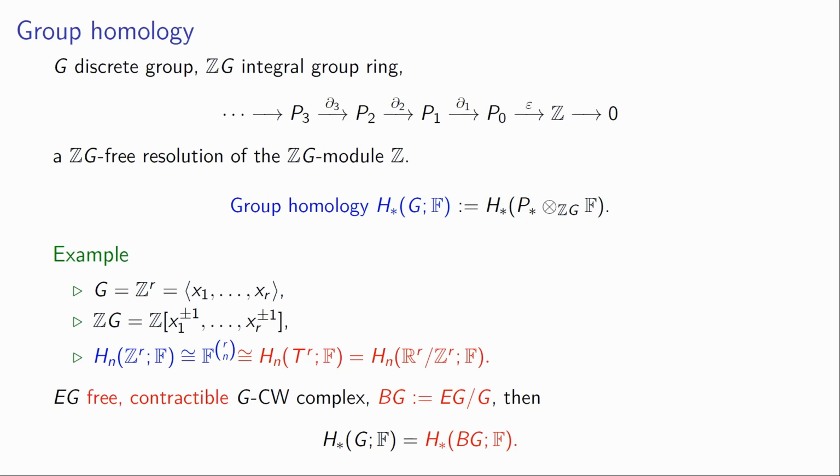And then you can compute the singular homology of BG. This may well serve as an alternative definition of group homology. These two definitions actually agree, which is quite fascinating already. This means that we have a connection between algebra and topology in a rather interesting manner.